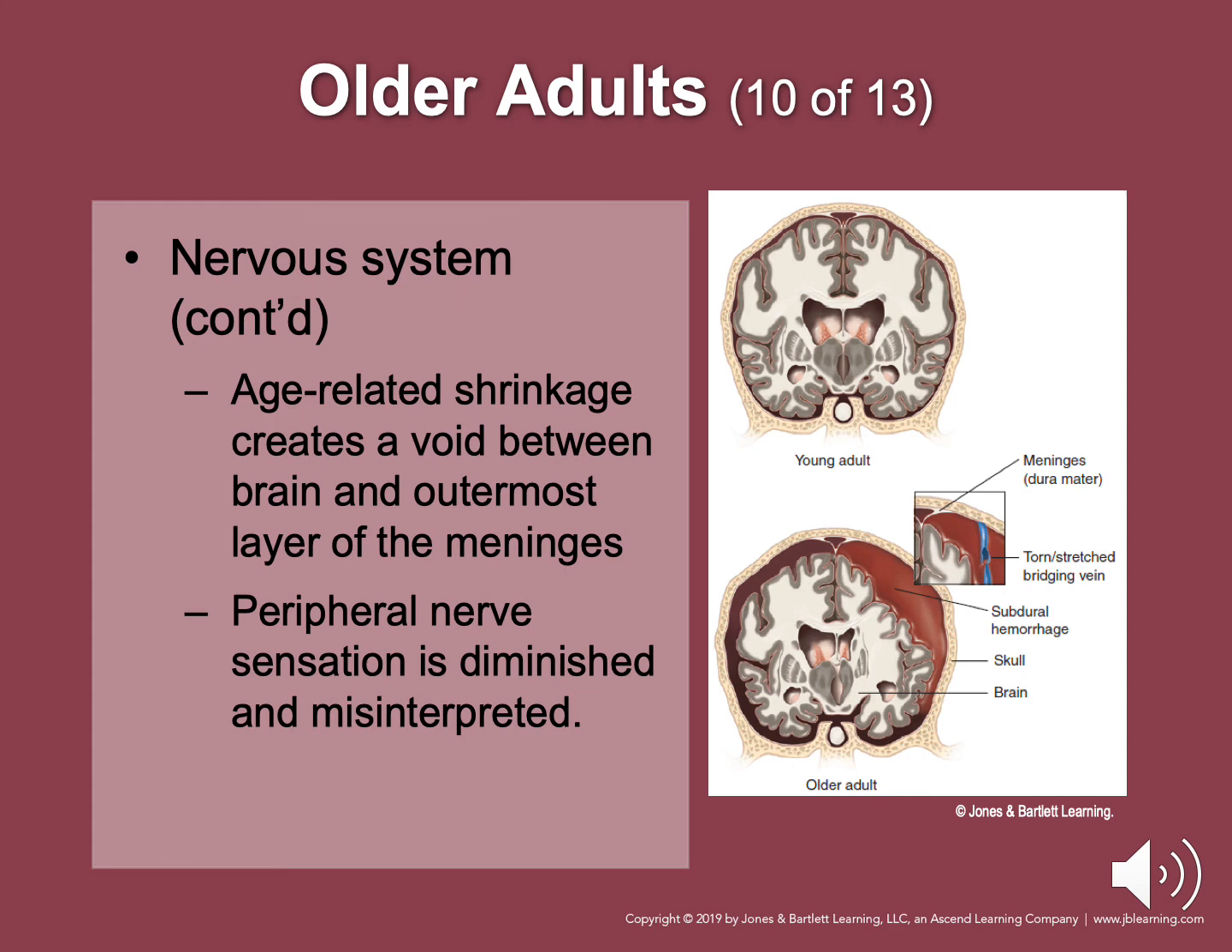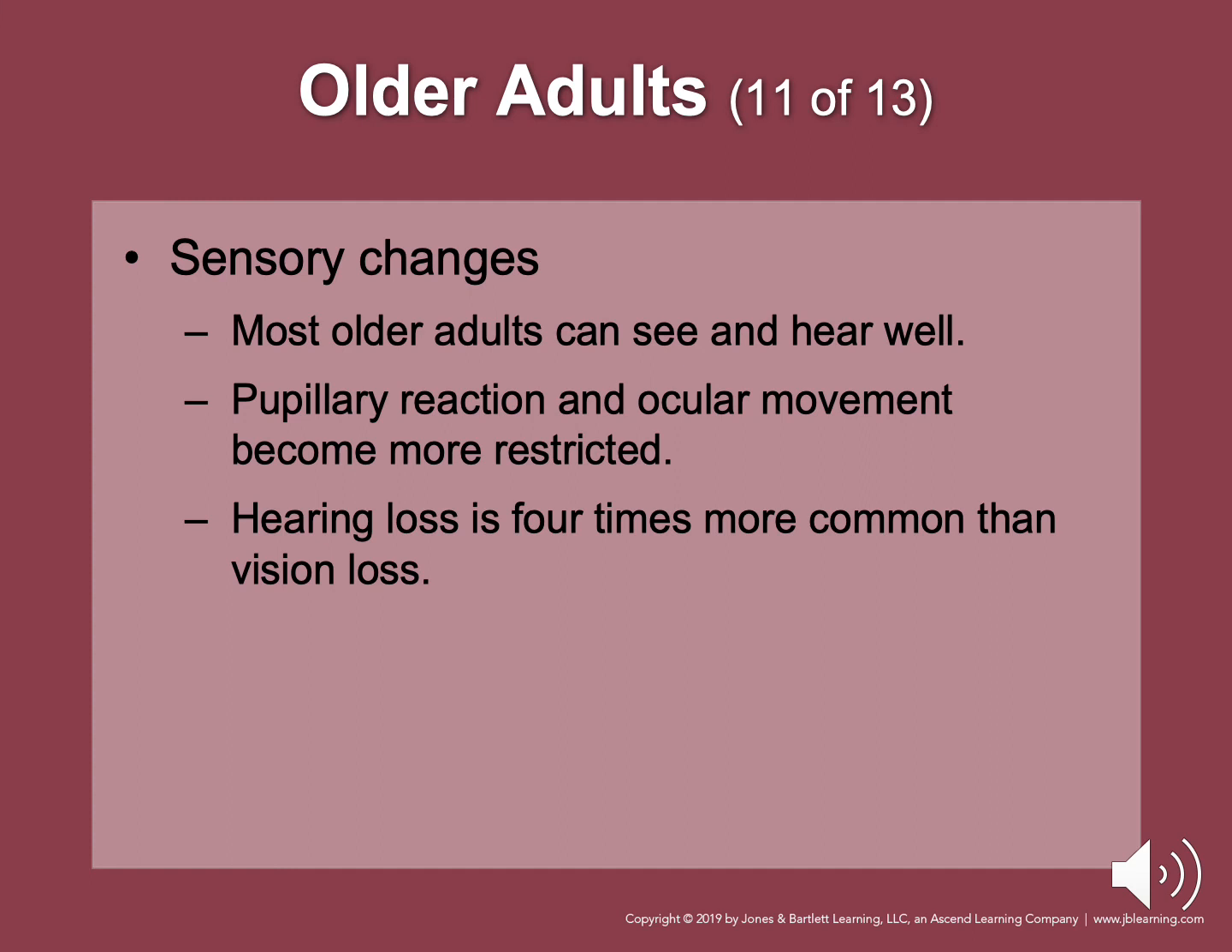Secondary changes: most older adults can see and hear well. Some may need eyeglasses or hearing aids. Do not assume that older adults are deaf and blind. Pupillary reaction and ocular movements become more restricted with age. Pupils are smaller. Visual distortions are common, so you may see some bifocals being used. Hearing loss is 4 times more common than vision loss.